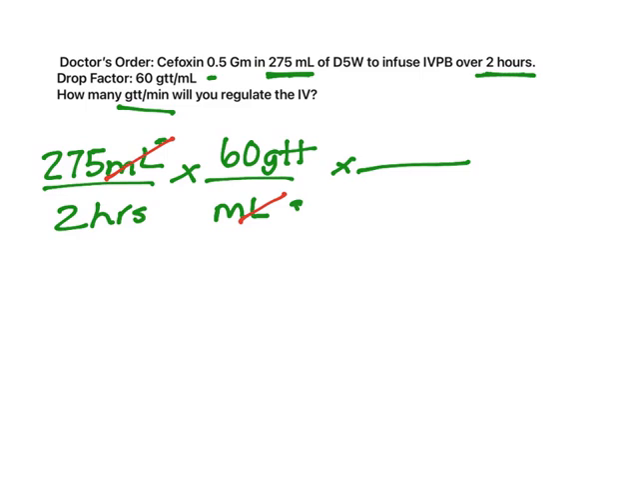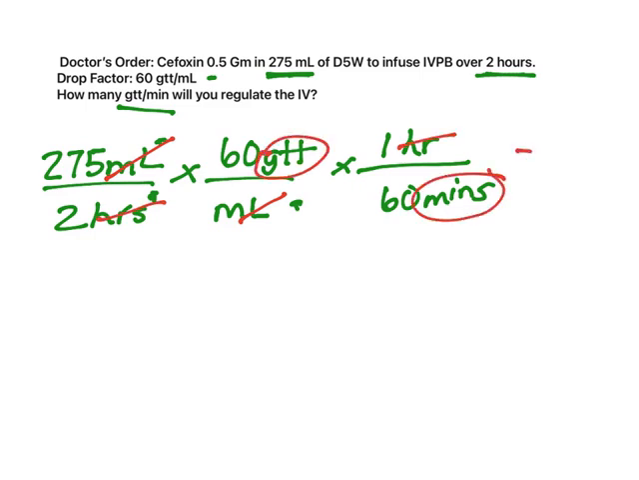GTTs per minute. So if we have hours on the bottom, hours need to go on the top, and we know that 1 hour is 60 minutes. So then our hours cancel out, and then we're left with GTTs per minute. So now all we have to do is multiply straight across the top and straight across the bottom.